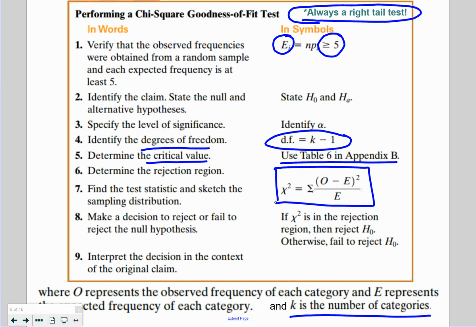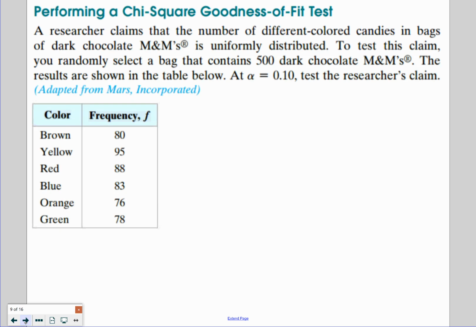If it is, we reject it. If it's not, we don't reject it. And then we summarize our findings. So it either does or does not represent that expected distribution. All right, so we're going to do one of these together on the back of your paper so you can see what these steps look like.